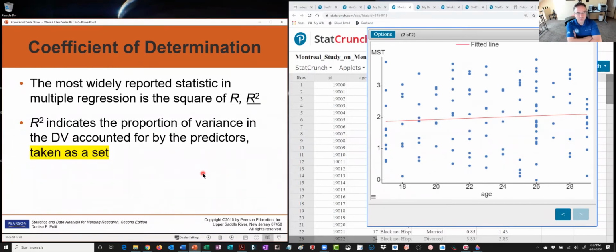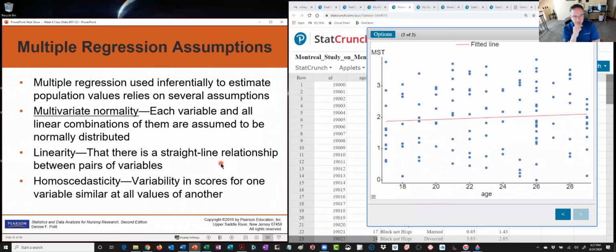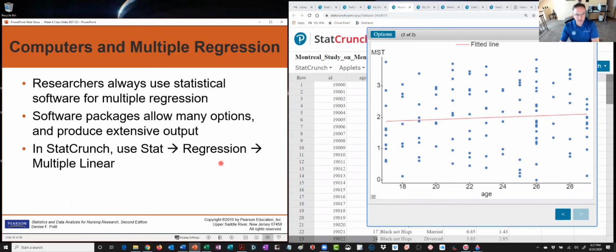And again, the coefficient of determination, or the R squared, the magnitude, or the proportion of variance, right, is accounted for by all the predictors taken as a set. So it's very similar to a simple regression, but now we're using multiple variables to predict that outcome variable. And again, we have the same types of assumptions, very similar to what we had in linear regression. And again, this is all done on computers.